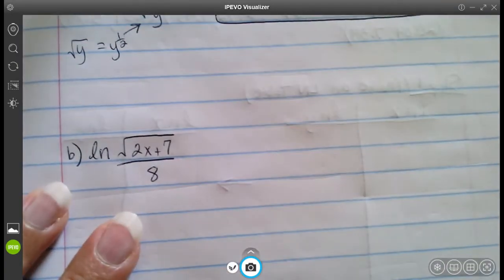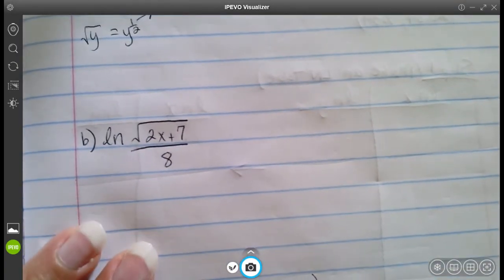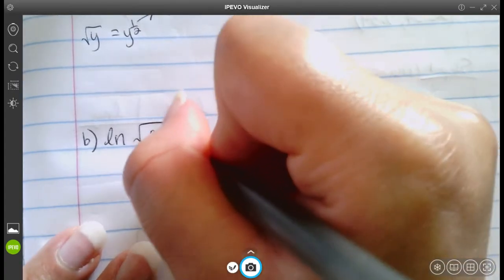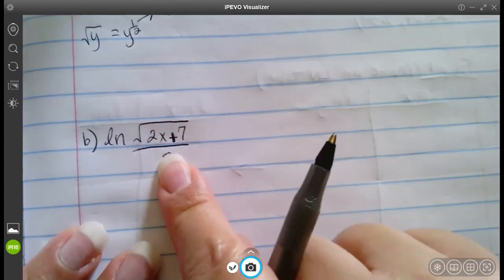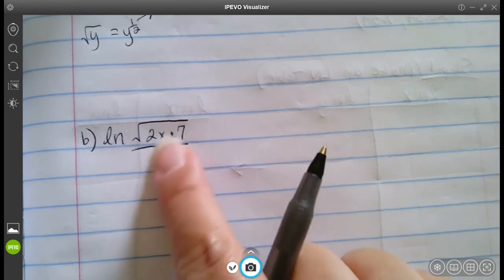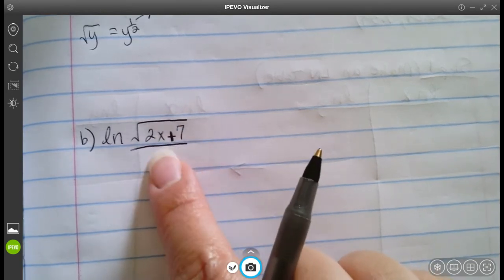Next one, same idea, but now we're dealing with a natural log. This one's a little bit tricky because you see the plus in here, and that tends to make people want to put a multiplication. It's important to note that when you're expanding, you're only changing from multiplication or division to plus or minus. So if you have a plus or minus already in this, you're going to leave it.